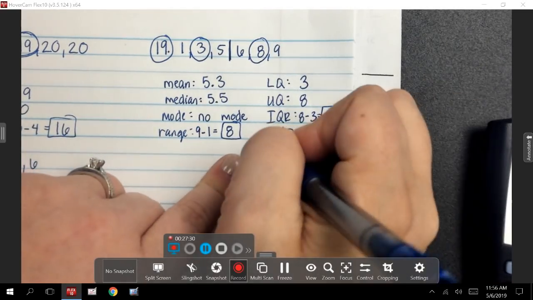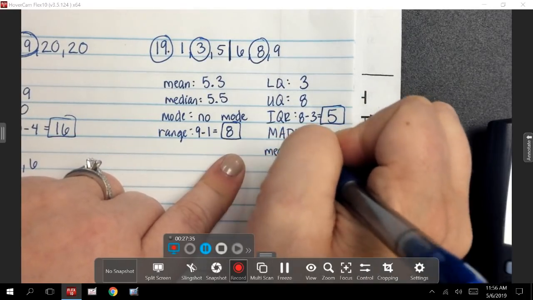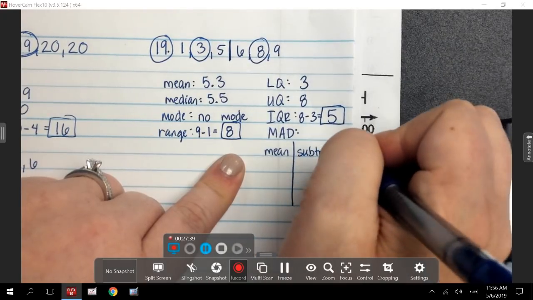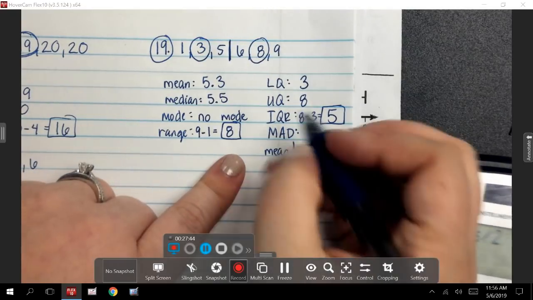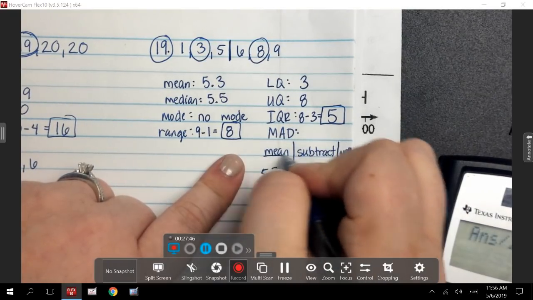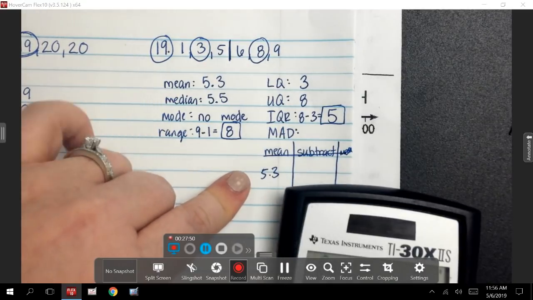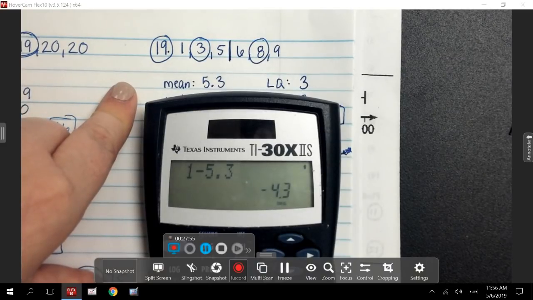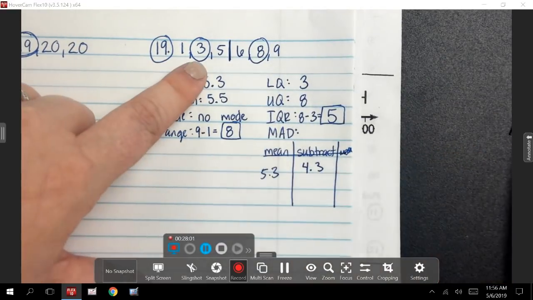All right. Mean absolute deviation. This is the one that takes forever. The mean, then we subtract, and then I do the mean again. So my mean was 5.3. You'll see I'm just writing that number in. I got it already. Now I'm going to subtract. So I'm going to start with 1 minus 5.3. You can see that's what I'm typing in my calculator. It gives me a negative. Do I want the negative? No, I'm just going to write down 4.3.